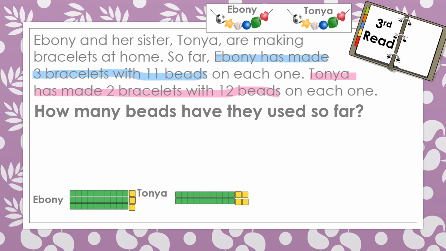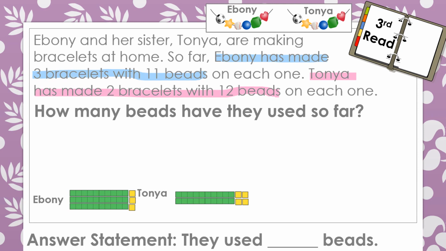Because we're being asked how many beads they have used so far, this means we need to figure out how many beads Ebony used to make her 3 bracelets, and we need to find out how many beads Tanya used to make her 2 bracelets. And then we have to combine those totals to get a total number of beads they both used so far.